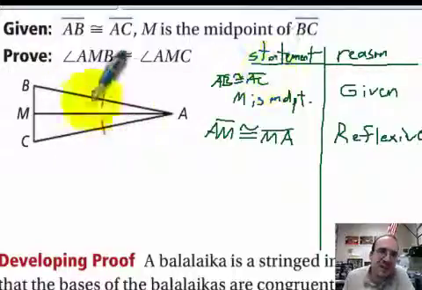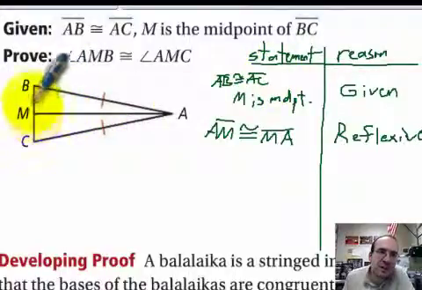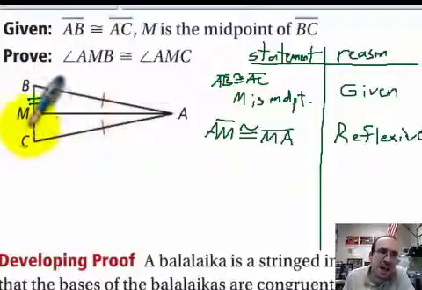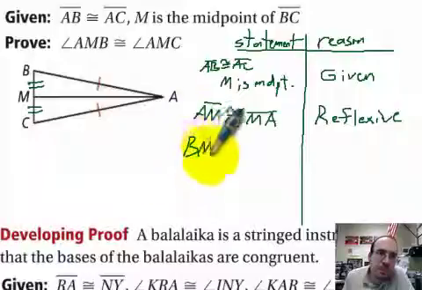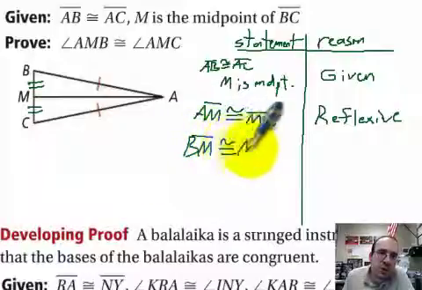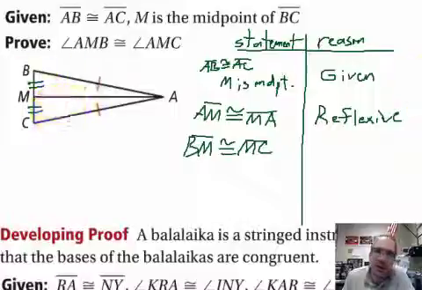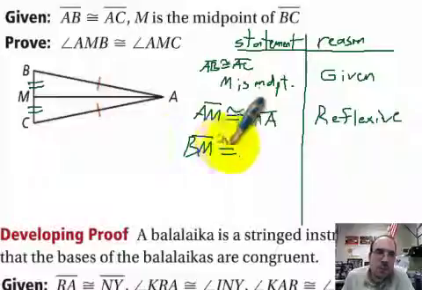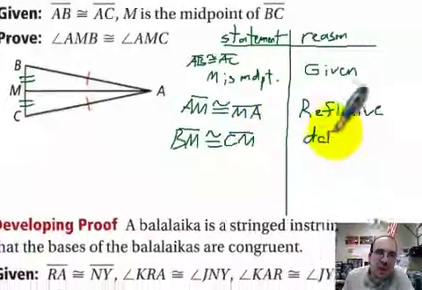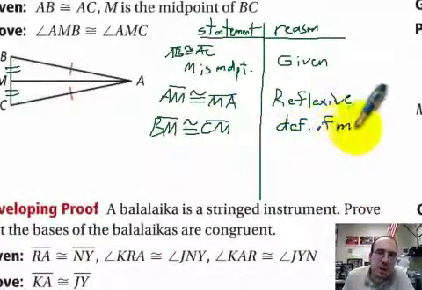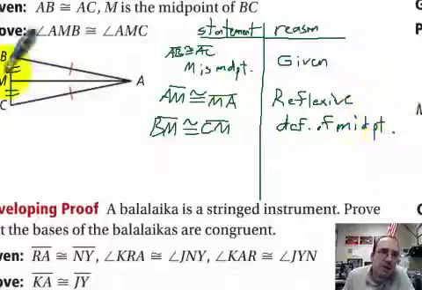Okay, the last thing I know is because M is a midpoint, that means BM and MC are congruent. So BM congruent to MC, or actually I should say CM because I need to keep the order correct. Whoops. So BM congruent to CM. I started on the outside and moved in. And that is the definition of midpoint. If this is the midpoint, then the stuff on each side should be equal.